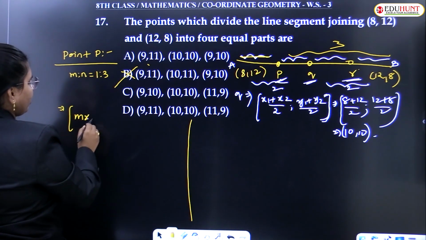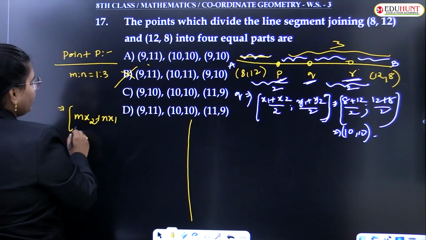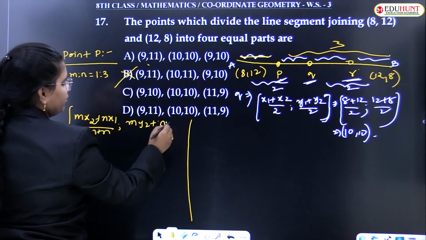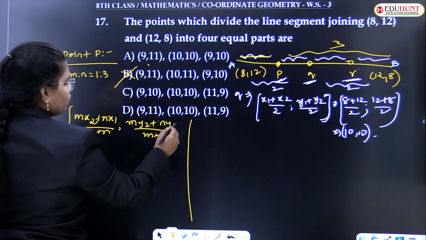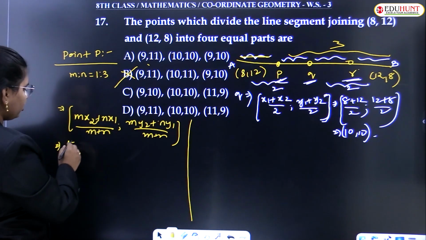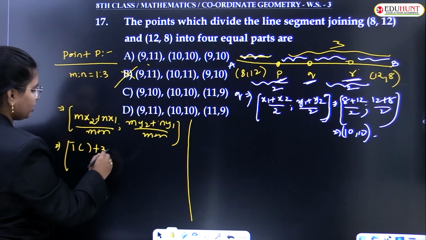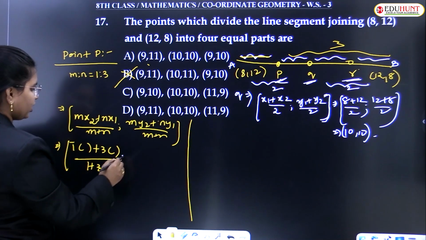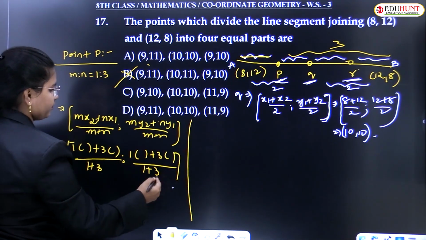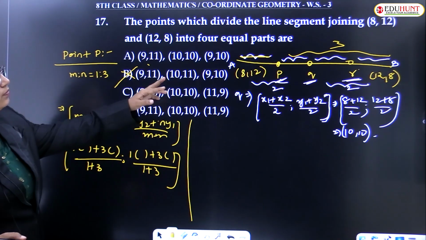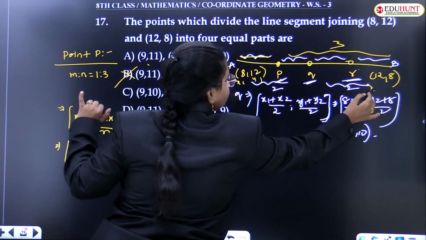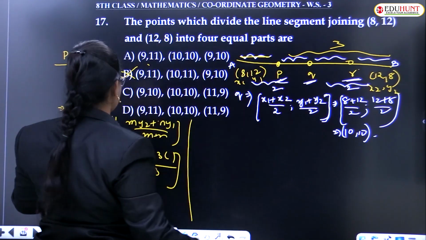What is the internal division formula? (mx2 plus nx1) by (m plus n) and (my2 plus ny1) by (m plus n). So what are the m and n values? 1, 3. Right. Substitute here 1 into, plus 3, 1 plus 3, and this also will become 3 by 1 plus 3. So what are x2, x1? This is x1, y1 and this is x2, y2. Correct? Substitute the values.